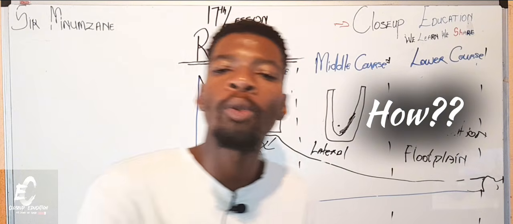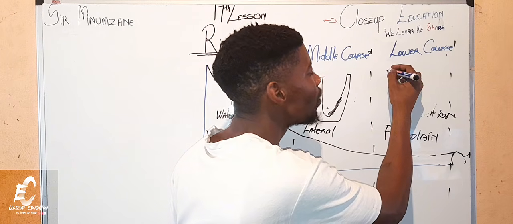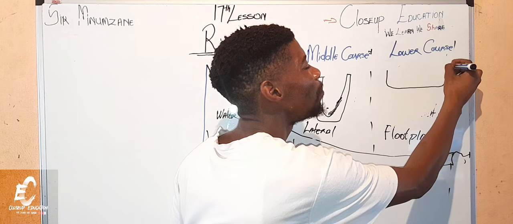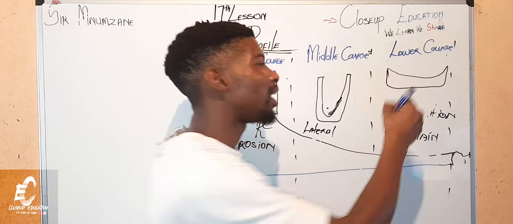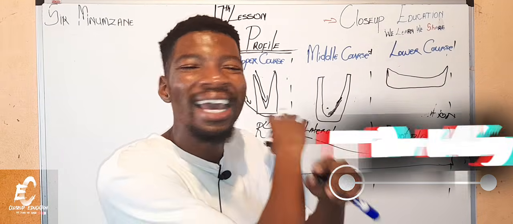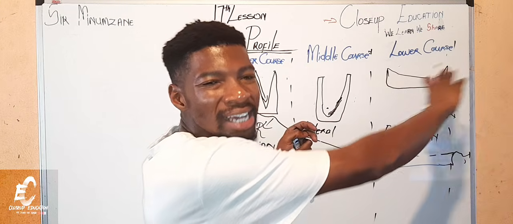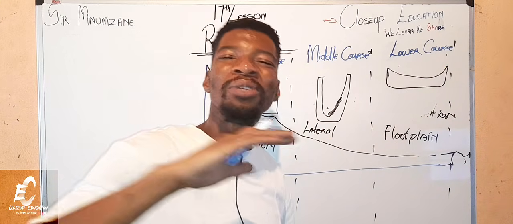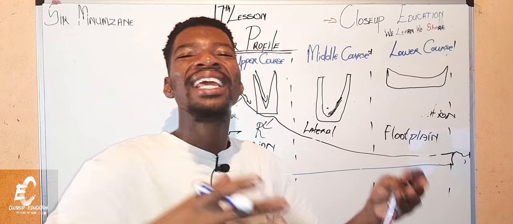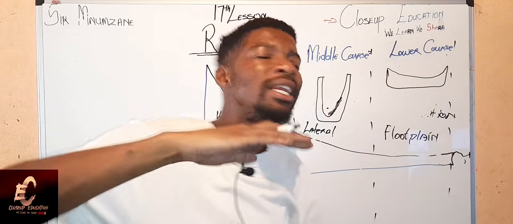Then we move to our last one, the lower course. How does it look when we are looking at the cross or transverse profile? It is obviously extremely wider. It is very, very much wider than any of these others. Why? Because it is associated with a lot of deposition, meaning the river channel becomes wider because of what has been deposited.